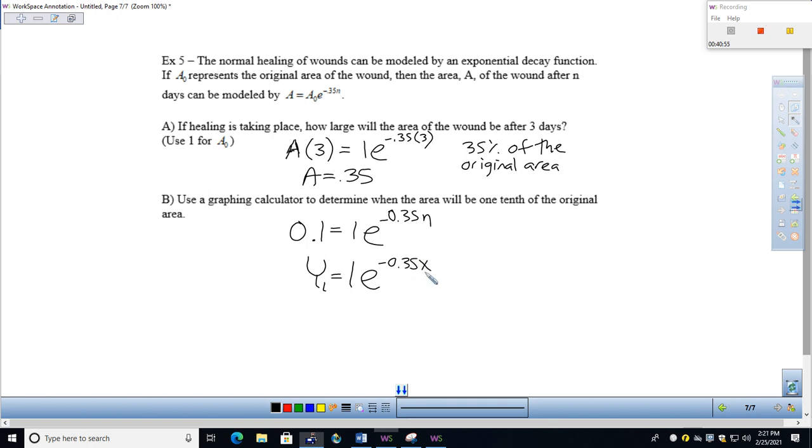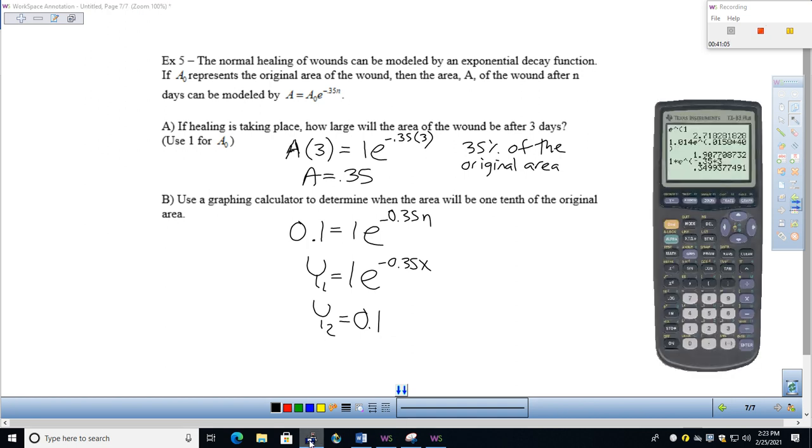So you're going to put that into the y1. And we've seen this before. I'm going to put this into the y2 and see where they intersect. I'll give you a nice window for it. And then we'll, as I said, wrap this piece on up. So clear, clear. Let's go to that y1. So 1 times e raised to the negative 0.35x. And lastly, just a 0.1 right there should do.